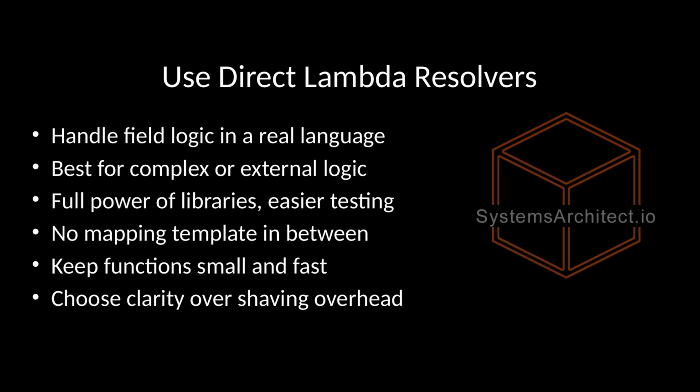7. Use direct Lambda resolvers. Direct Lambda resolvers let you handle a field's logic in a real programming language instead of VTL. This is the right choice for complex business logic, calls to external services, or anything that would turn a mapping template into a tangle. AppSync passes the request straight to your function and uses its return value as the response, with no mapping template in between.